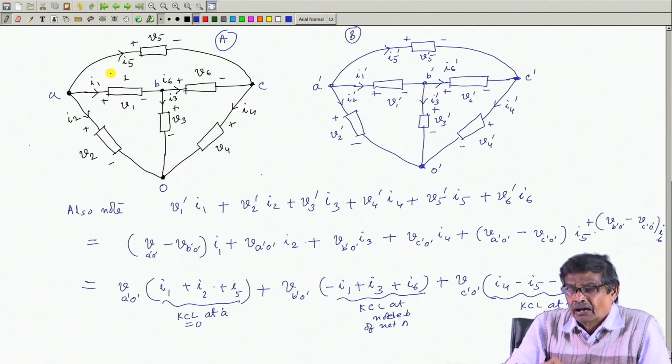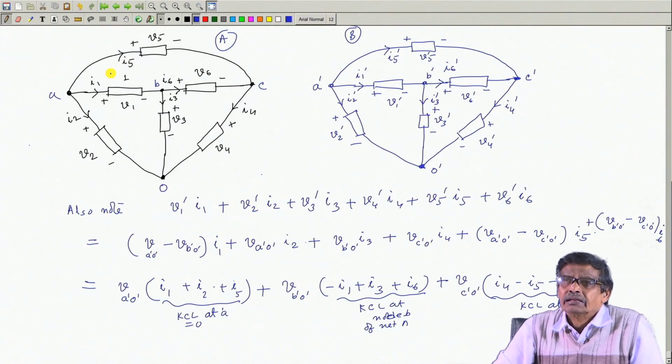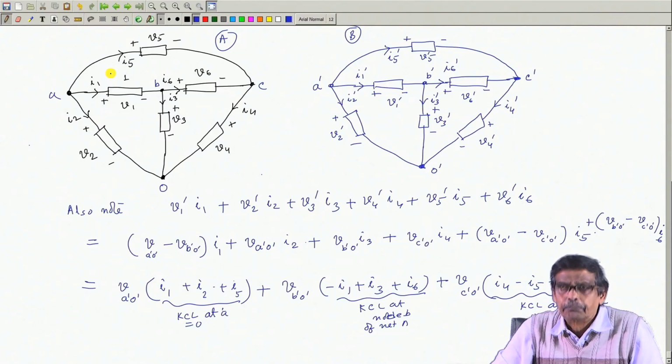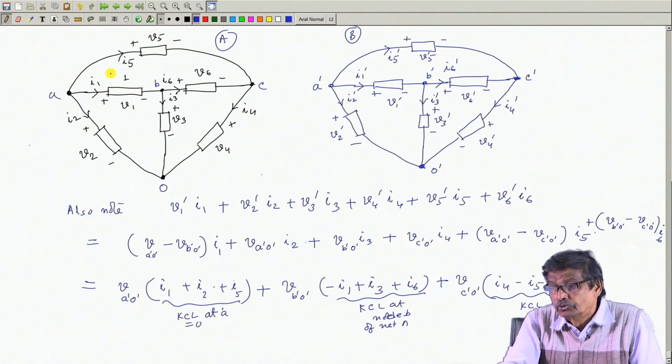here this theorem in our next class to establish another interesting circuit theorem called reciprocity theorem. Thank you. I stop here today, but go through this carefully.